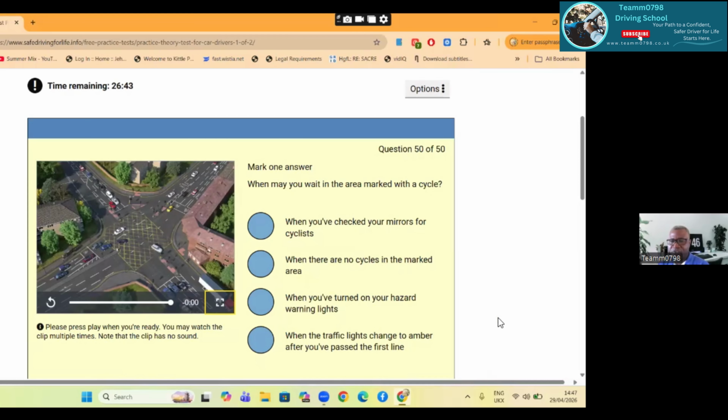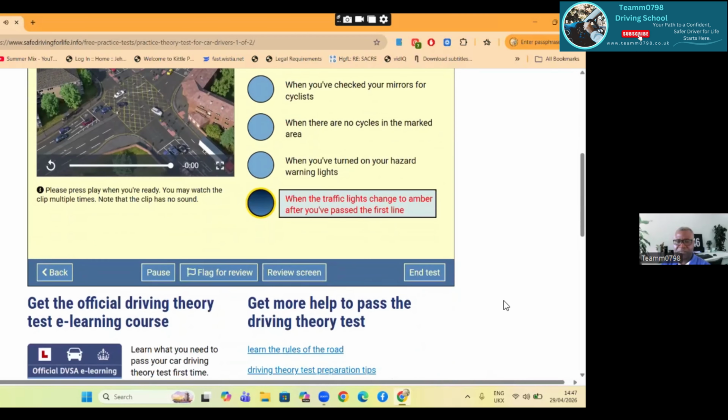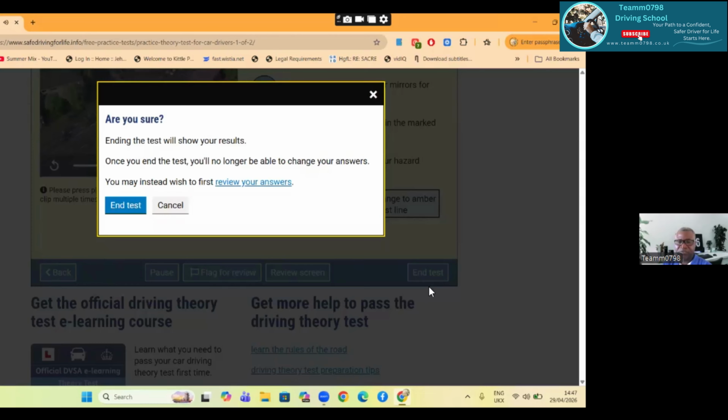So when you've checked your mirrors for cyclists, no. When there are no cyclists in the mark, no. When you've turned on your hazard, no. When the traffic lights change to amber after you've passed, yeah, that's the correct answer. When the traffic lights change to amber after you've passed the first line. Okay, so that's the end of the test. You should be able to get the correct. Are you sure? Yes, we are sure.